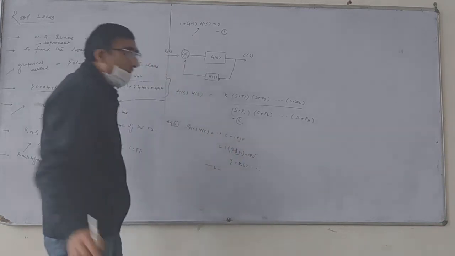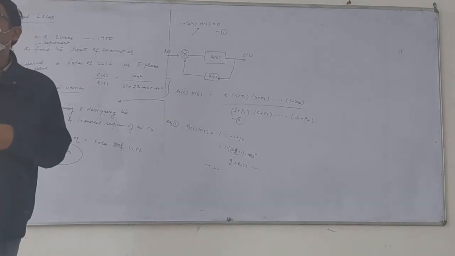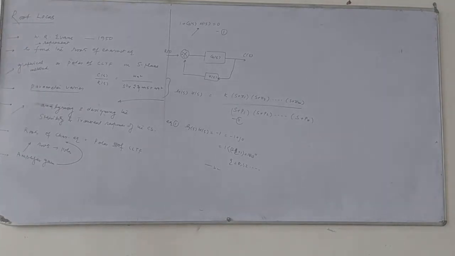We use this equation when we are drawing the root locus. This is for the root locus. Minus 1 can be represented as minus 1 plus j0 in the S plane, and then I can represent this in polar form as 1 at an angle of (2q plus 1) multiplied by 180, where the q value will vary from 0 to infinity.